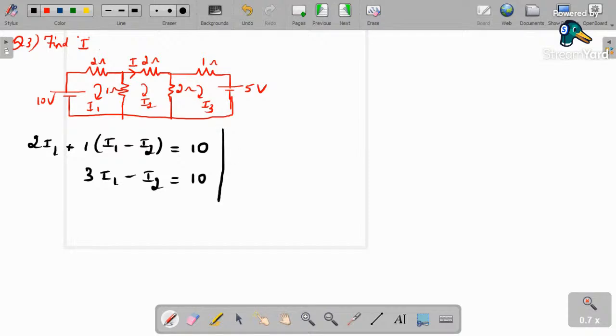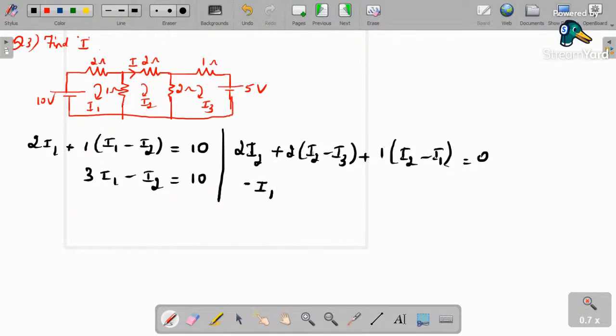Next, for second loop it is 2 times I2 plus 2 times I2 minus I3 plus 1 times I2 minus I1 is equal to 0. So here minus I1 plus 5I2 and minus 2I3 equal to 0.